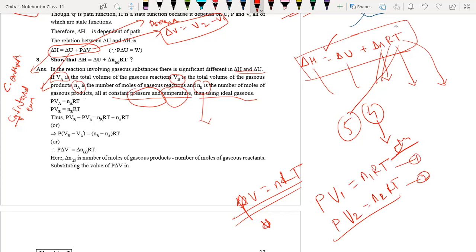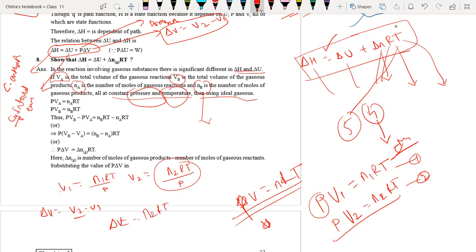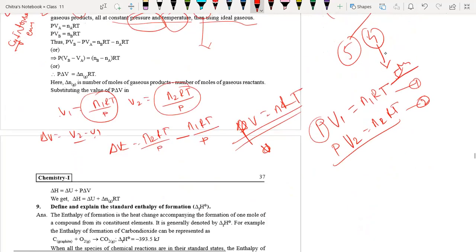So for the change in volume, we can transfer P to the other side. V1 equals N1 RT divided by P, and V2 equals N2 RT divided by P. For del V we have V2 minus V1, so del V equals N2 RT divided by P minus N1 RT divided by P. Here R, T and P are common, so I'm taking them common.